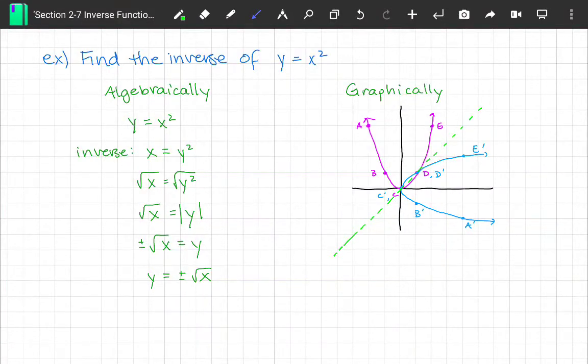And so there we go. That's how you find the inverse, algebraically or graphically. To find the inverse algebraically or graphically, you can think about just switching x and y. But graphically, you can also think of it as the reflection in the line y equals x.